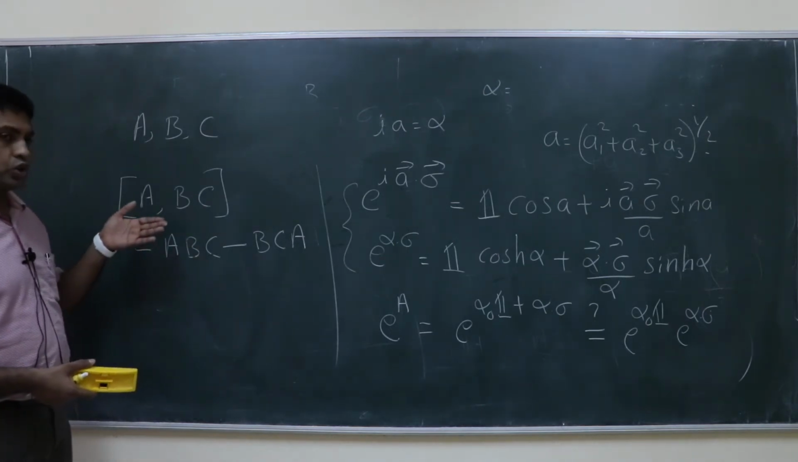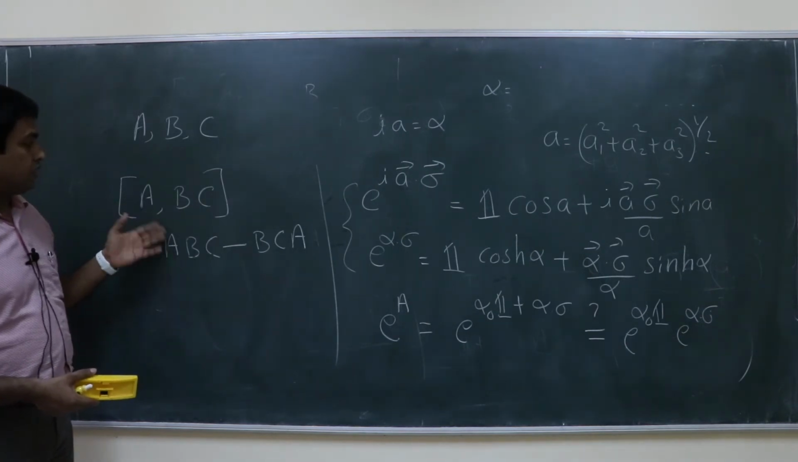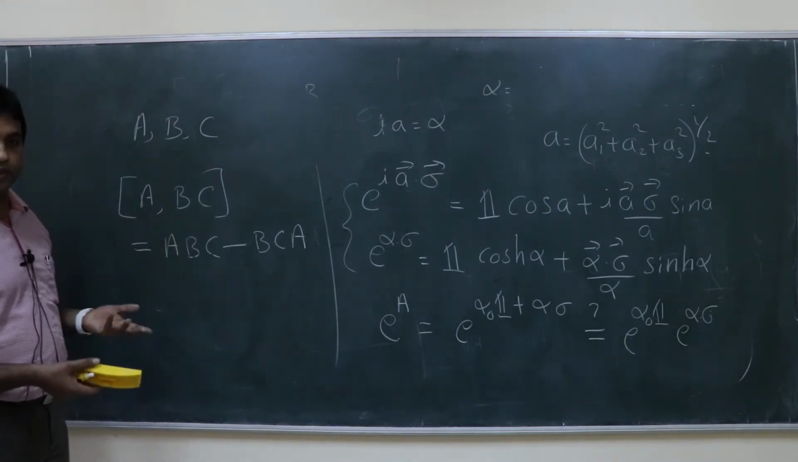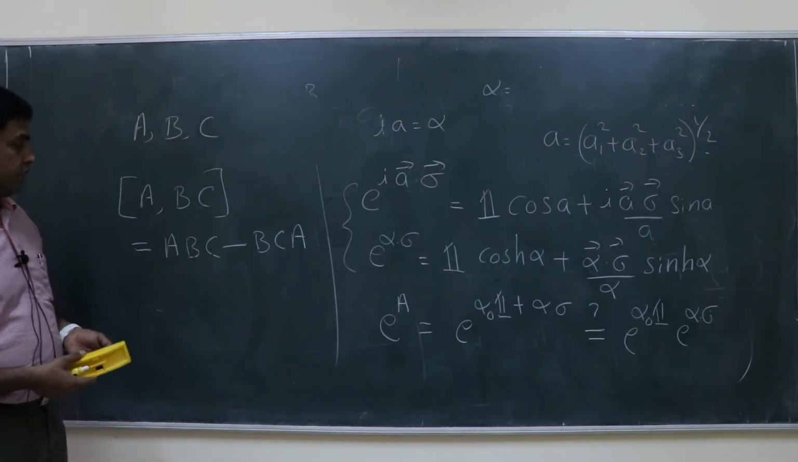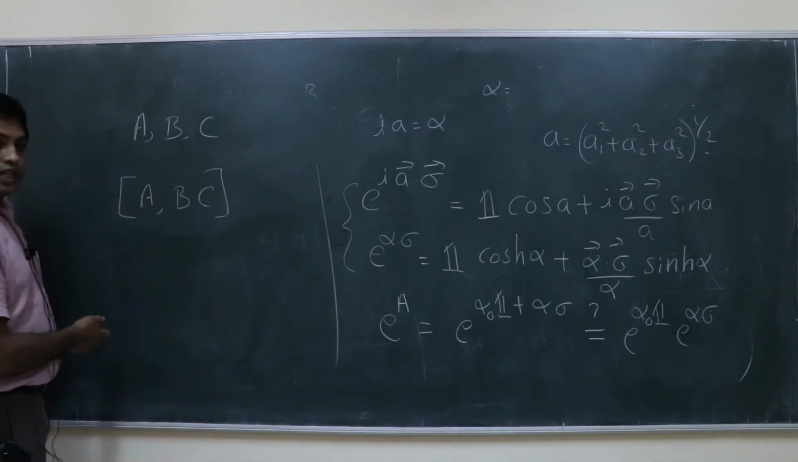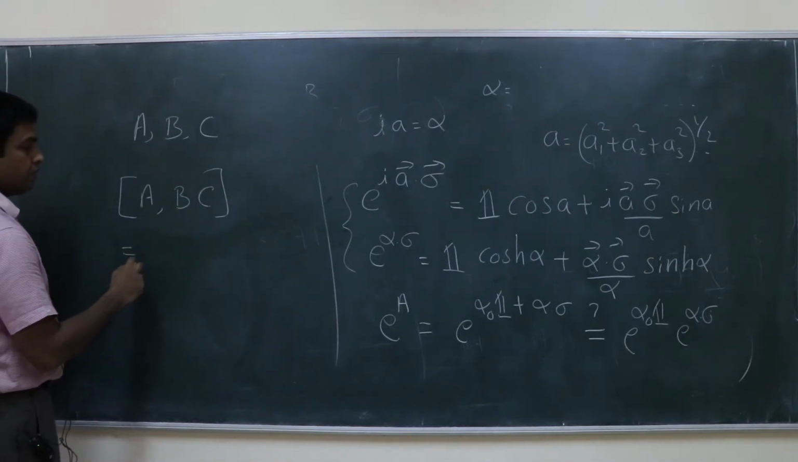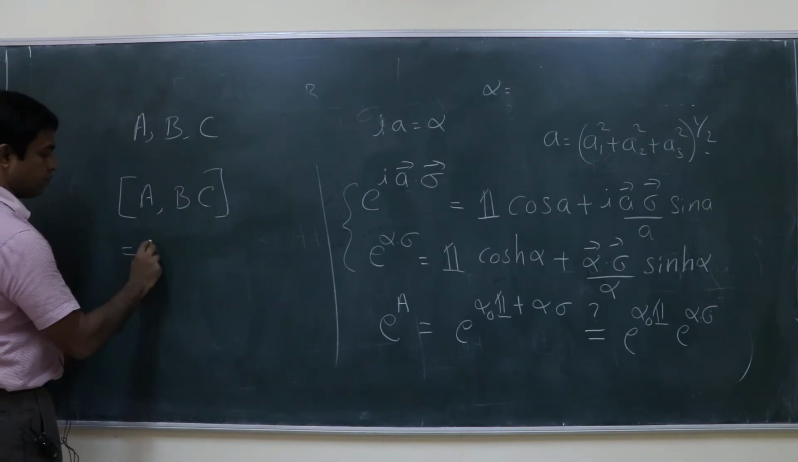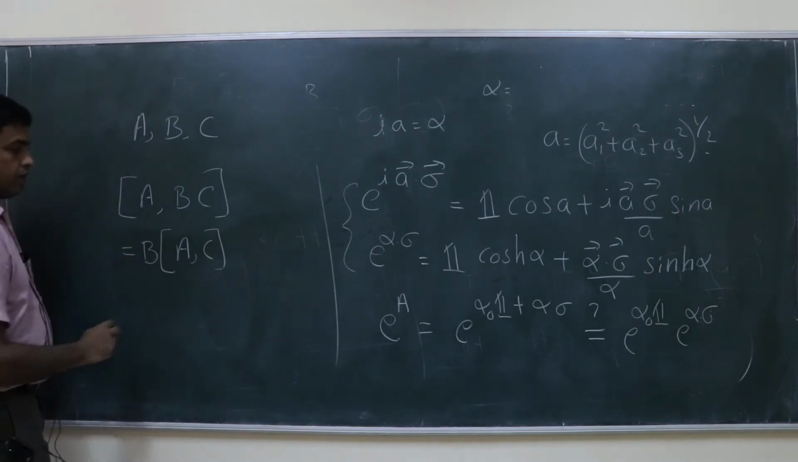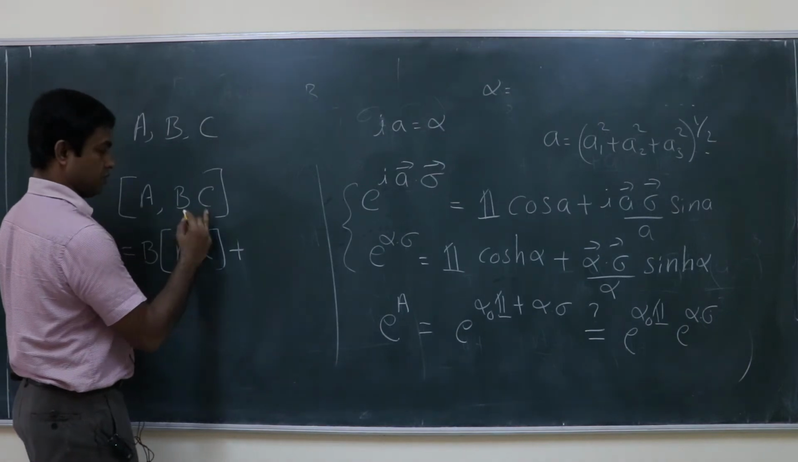But is there some short, interesting way of writing this such that this is equal to a commutator of 2 matrices multiplied with another matrix? Can I do a combination like that? Yes, the answer is yes. So first let me write down the answer, then you can prove it. Okay. So this is equal to, you write B first. Okay. B, the commutator of A, C, plus, then C last, the commutator of A and B.